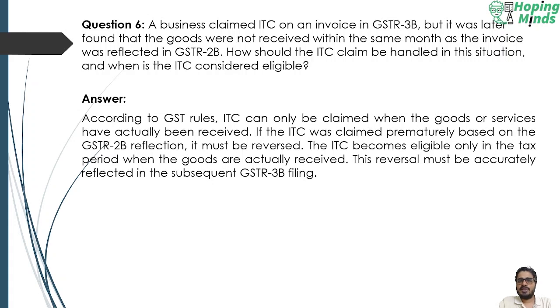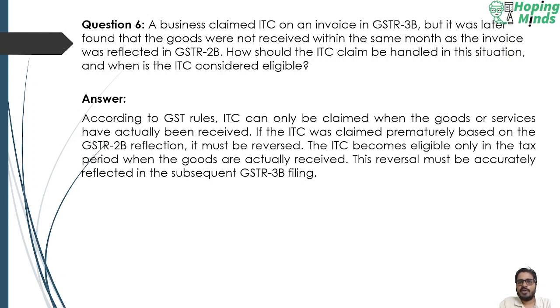So one of the conditions for claiming input tax credit is that the goods or services must have been received by the recipient. According to GST rules, input tax credit can only be claimed when goods or services have actually been received. If the input tax credit was claimed prematurely based on GSTR 2B reflection, it must be reversed. The input tax credit becomes eligible only in the tax period when the goods are actually received. This reversal must be accurately reflected in the subsequent GSTR 3B filings.